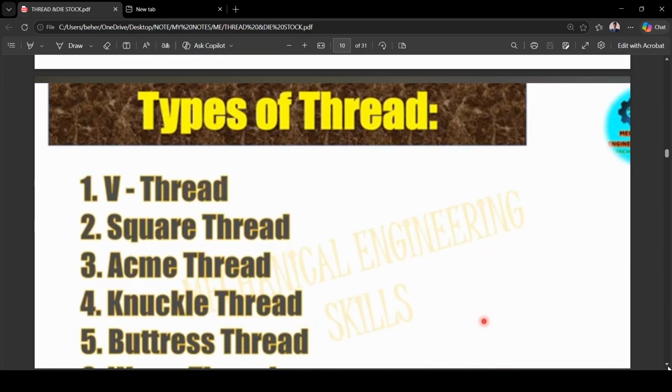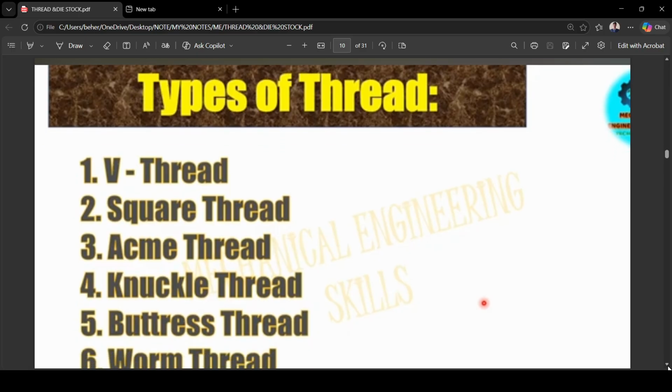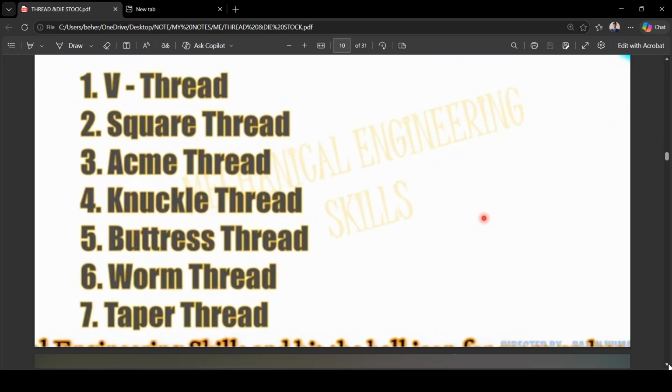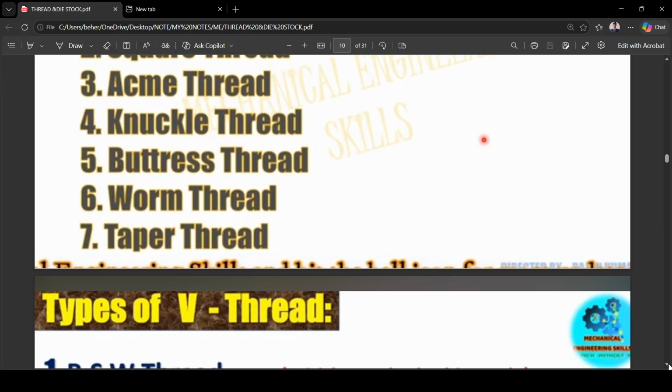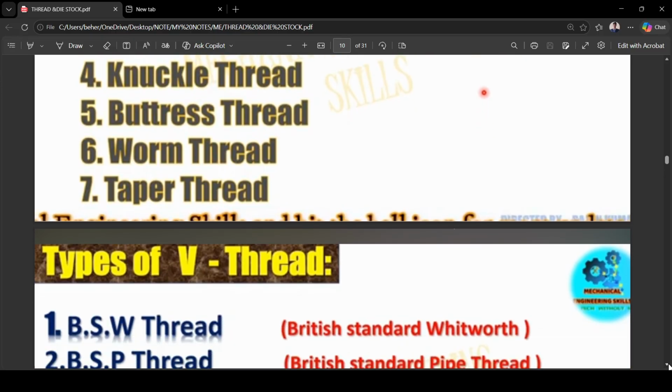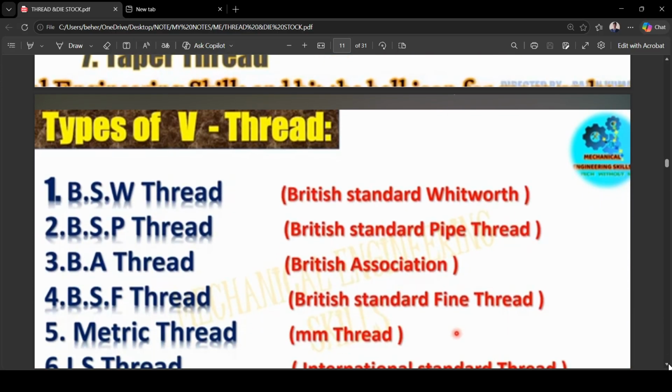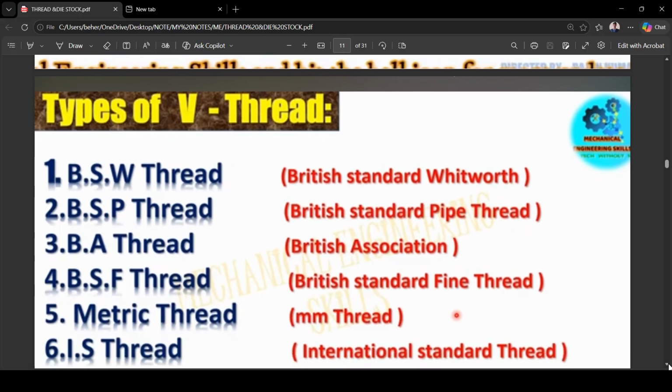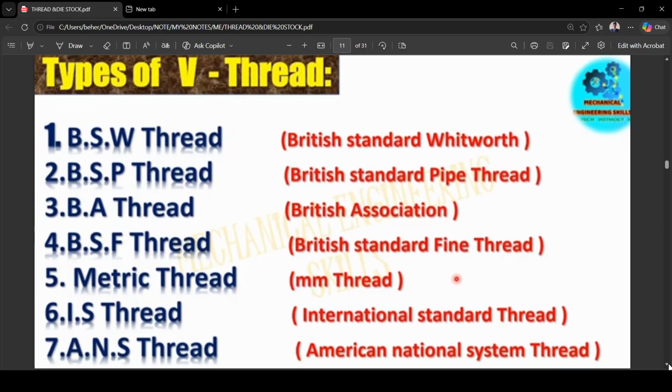Then the types of thread. There are a variety of types of threads. First is the V thread, then square thread, Acme thread, knuckle thread, buttress thread, worm thread, and pepper thread. First one is the V thread, the V type thread. See this image, that is called the V type thread.